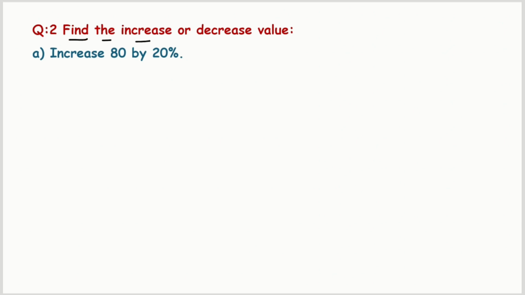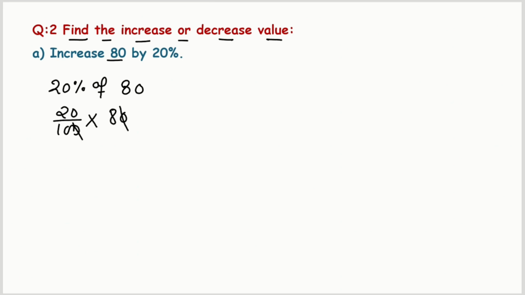So here we are given with the second problem. Find the increase or decrease value. So if the 80 is increased by 20%, after the increment, what will be the value? So how we will calculate? First we will calculate 20% of 80. What is that? 20 over 100 times 80.